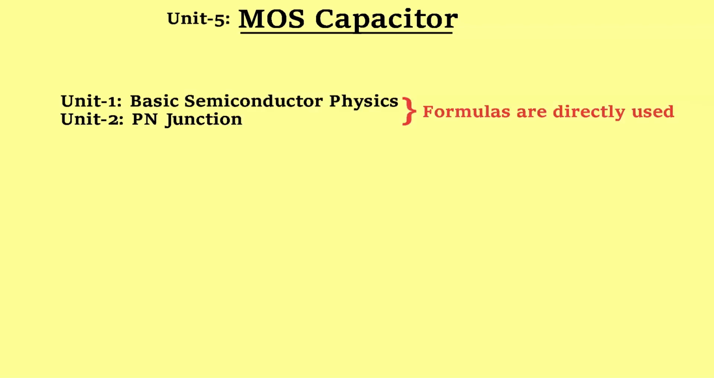For solving problems of this unit, you require a good understanding of the first two units, which are basic semiconductor physics and PN junction. That's why numericals are quite tricky from this unit, as they might require knowledge of other units as well. MOS capacitor is also the backbone of our next unit, which is MOSFET.